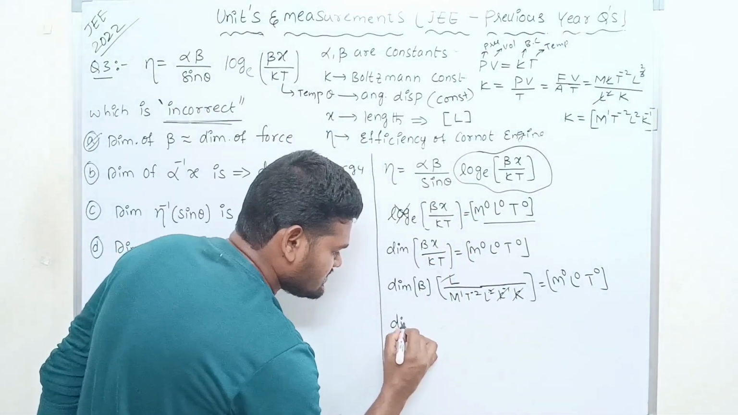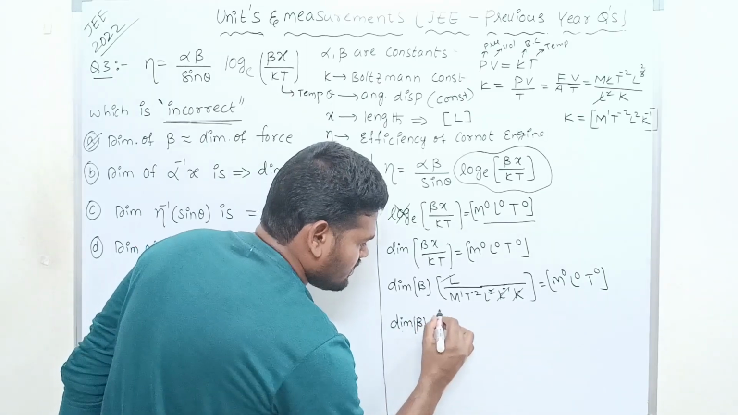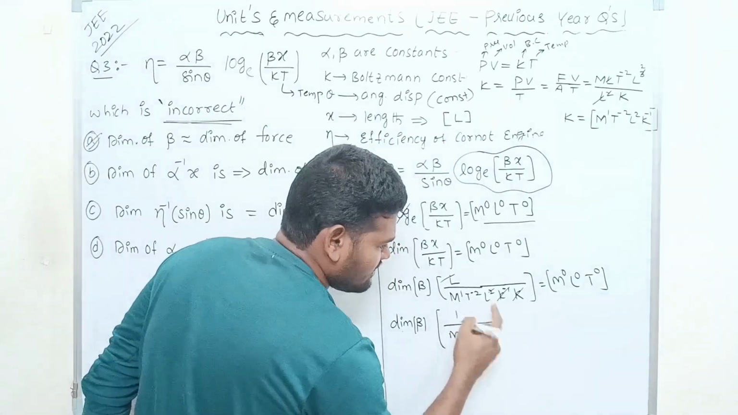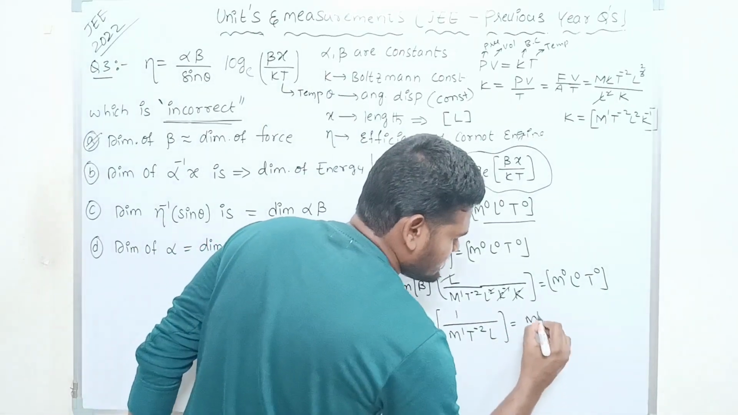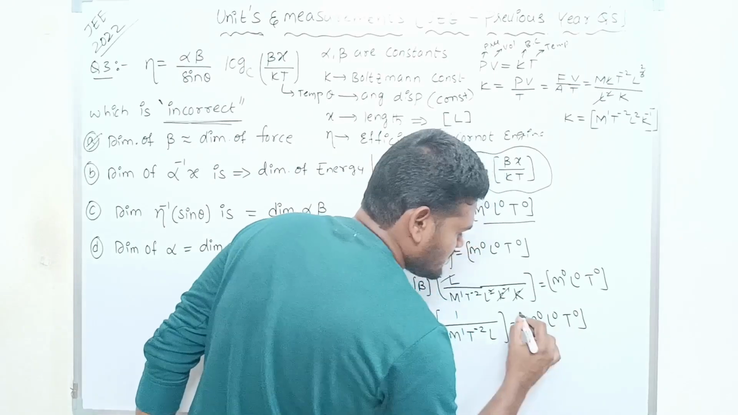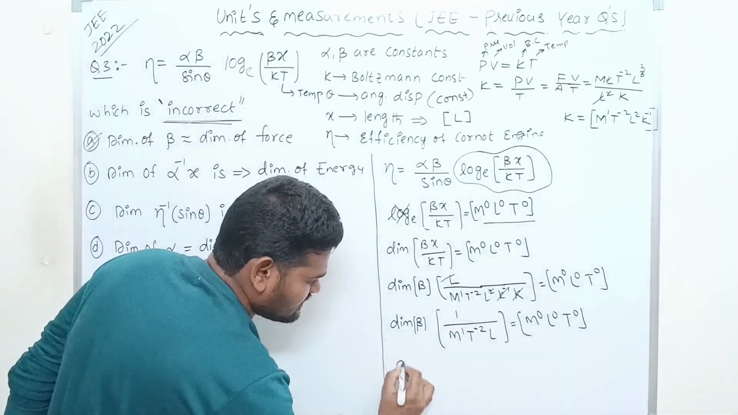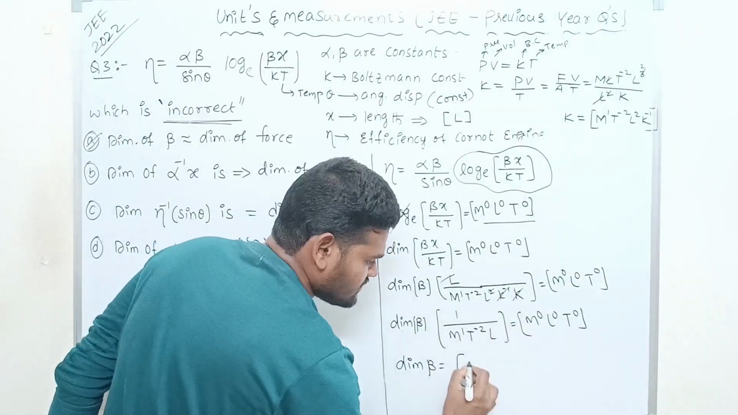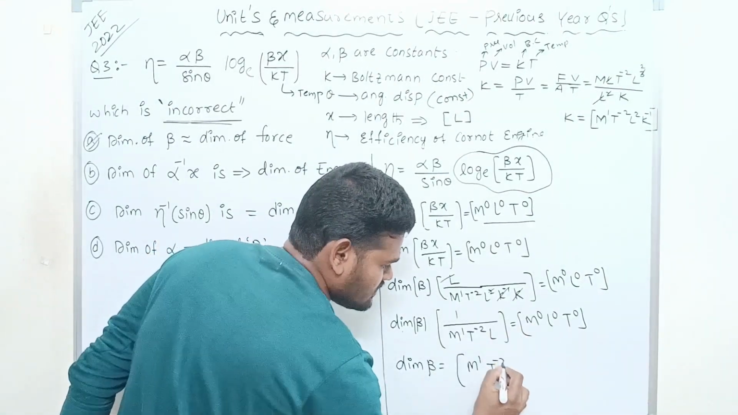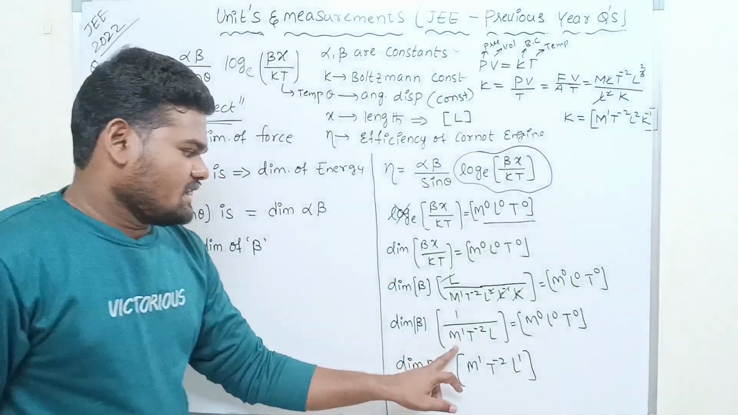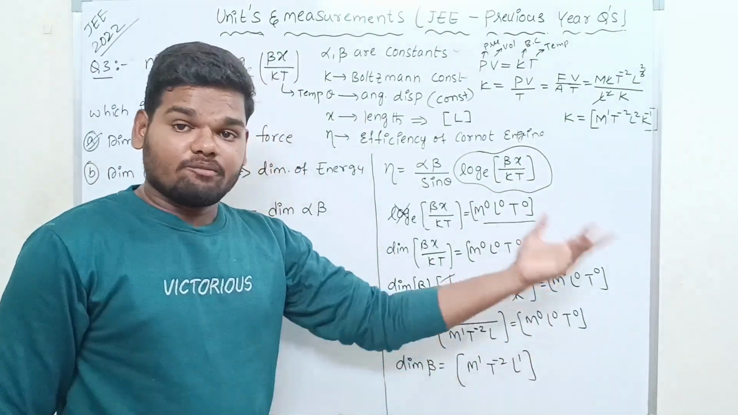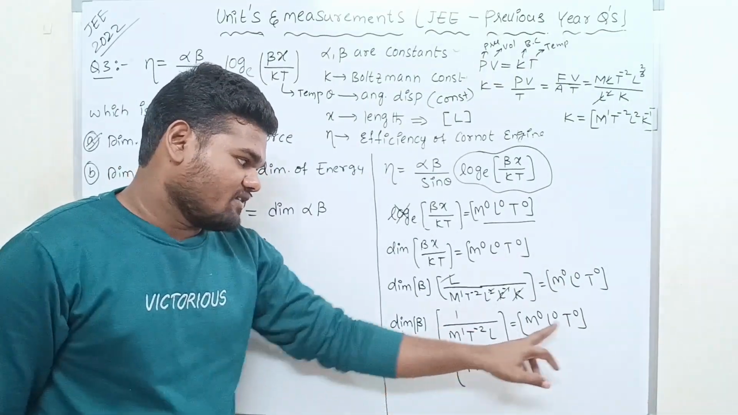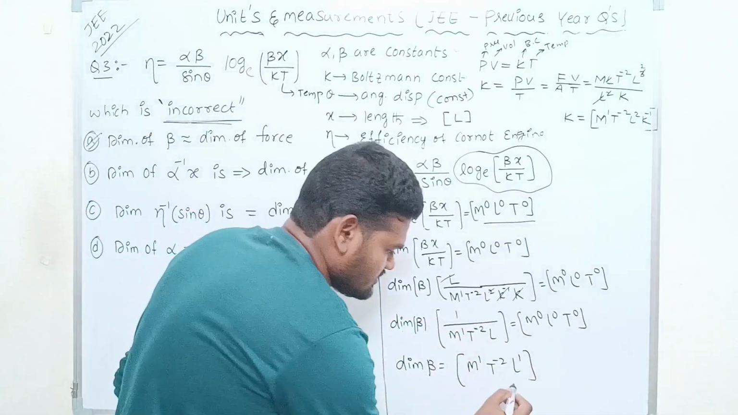So the dimension of beta is equal to, we got 1 by M power 1, T power minus 2, L, which is equal to M power 0, L power 0, T power 0. So send this term to that side. The dimension of beta is equal to M power 1, T power minus 2, L power 1. See, M power 1 into M power 0, bases are same, powers will be added: 0 plus 1 is 1. T power minus 2 plus 0 is T power minus 2. L power 1 plus 0 is L power 1.